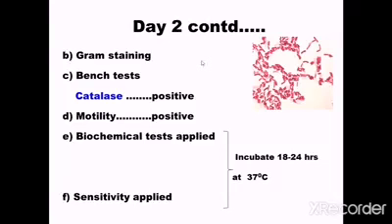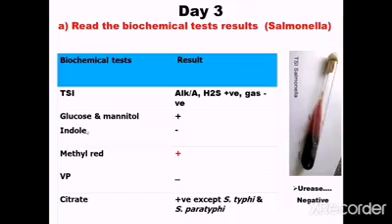You can perform Gram staining from culture media and you will find gram-negative rods. In bench tests, both of these are catalase positive, but Salmonella is motile and Shigella is non-motile. Go for biochemical tests and sensitivity, apply this and incubate overnight at 37 degrees centigrade in an incubator. On day 3, you will interpret the biochemical test results.